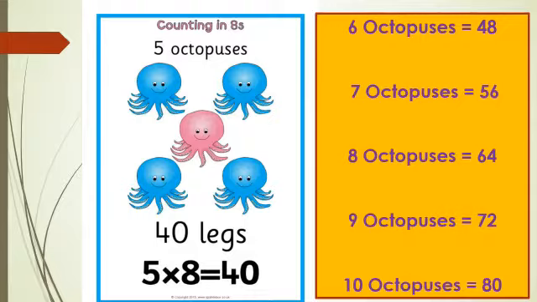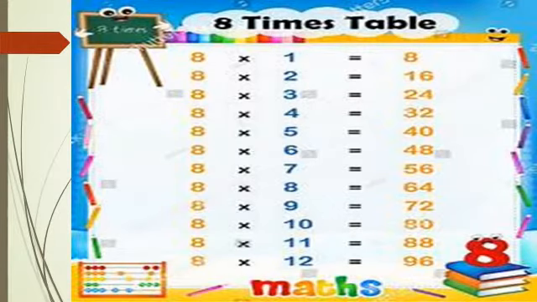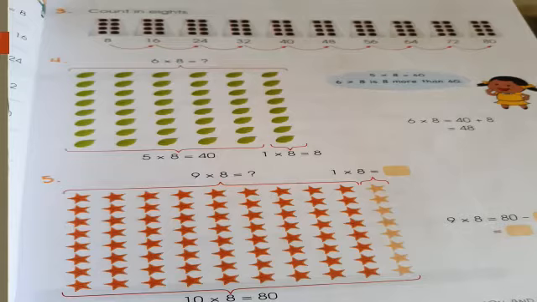Dear students, now read and learn the table of 7 with me. Seven ones are 7, 7 twos are 14, 7 threes are 21, 7 fours are 28, 7 fives are 35, 7 sixes are 42, 7 sevens are 49, 7 eights are 56, 7 nines are 63 and 7 tens are 70. Very good.